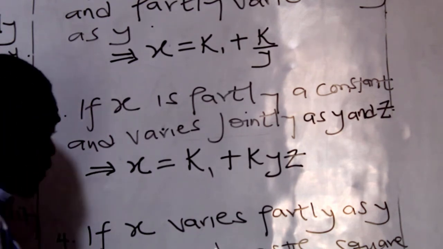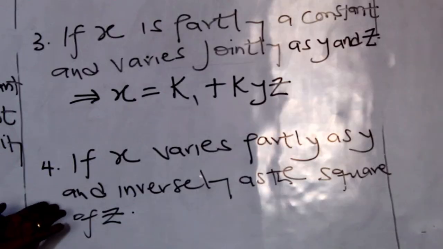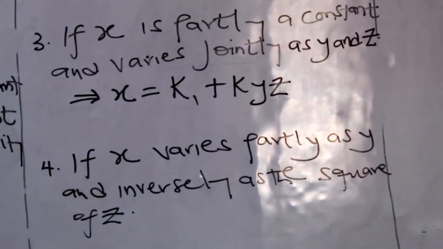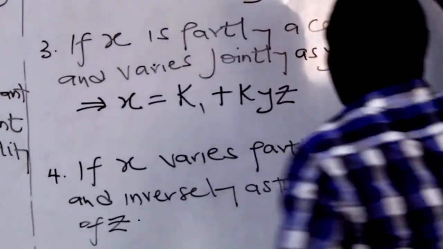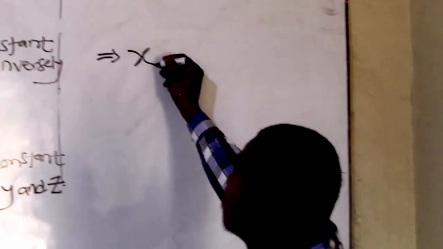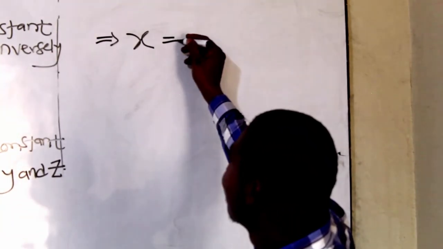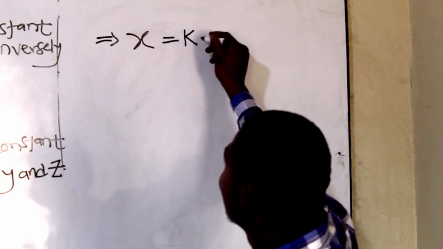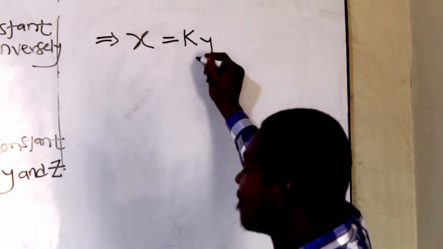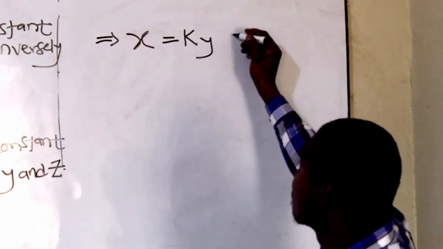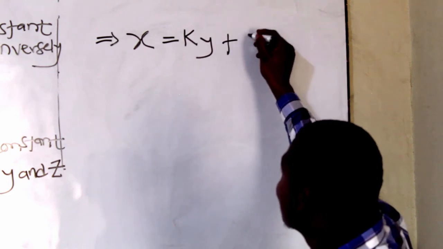Good. Now, the final one. The fourth one: if x varies partly as y and inversely as the square of z. So this way, x varies partly as y, or something here, and inversely as the square of z. I'm going to explain this. Inversely as the square of z.